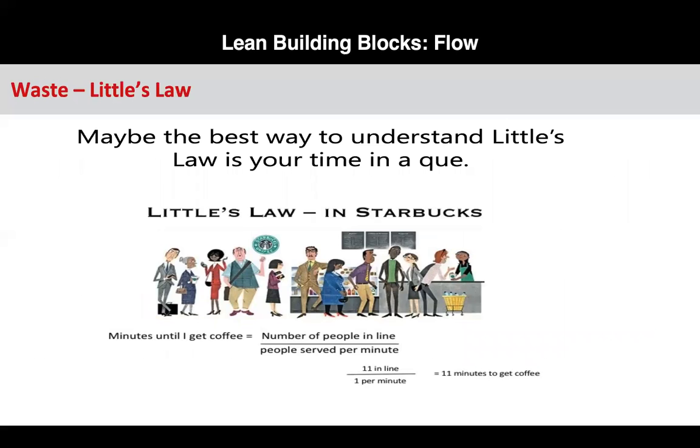In case Little's Law seems difficult for you, probably not for most of you, think about Starbucks. How long it takes you to get your coffee is the number of people in line versus the number of people served per minute. So you've got 11 people in line. It takes them 1 minute to get the order. Therefore, it's going to take you 11 minutes to get the coffee. Pretty simple, but that's what Little's Law is.